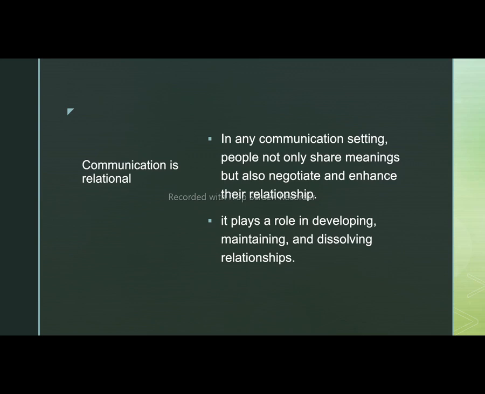And also, if two lovers are falling out and then the other one said, ayusin natin to. Hindi, wag na. Pakiusap. Mahal pa kita. Ayoko na, Cardo. Similar to that. I am embarrassing myself making this. That is also a form of negotiation. Why? Because it enhances relationships. It also plays a role in developing, maintaining, or dissolving relationship.